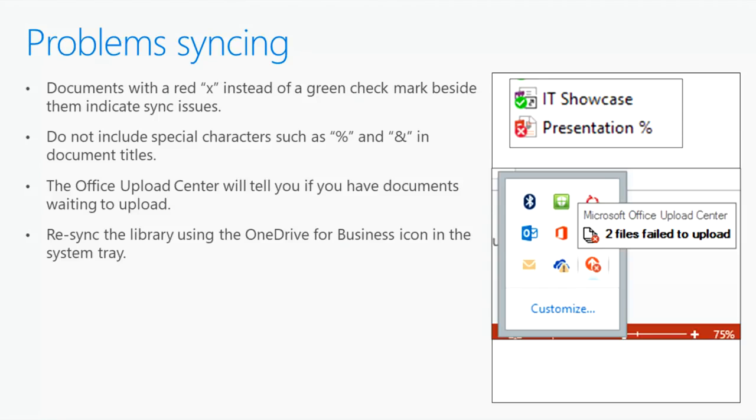Your Office Upload Center will notify you if something is not uploading appropriately, and you'll be able to resynchronize your library in any event if you pause synchronization or stop using the OneDrive for Business icon in the lower right-hand corner of your Windows screen.